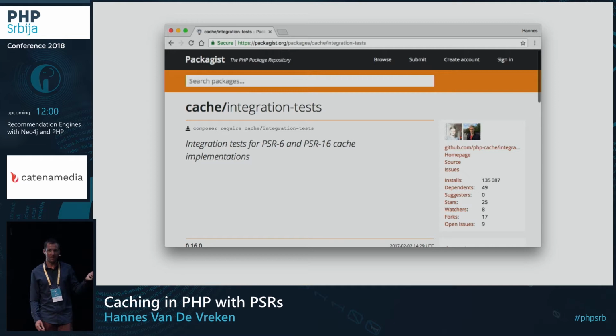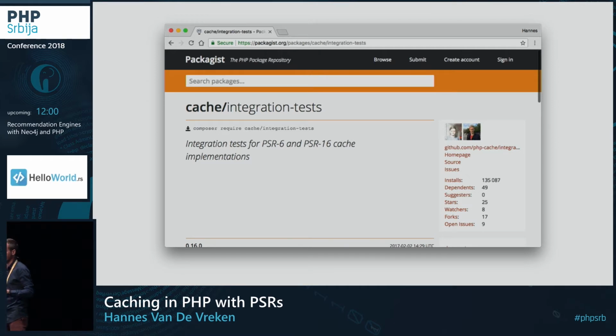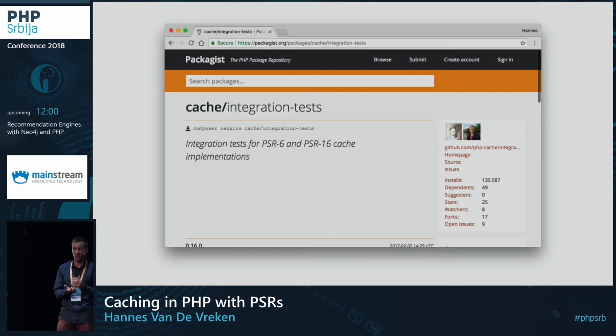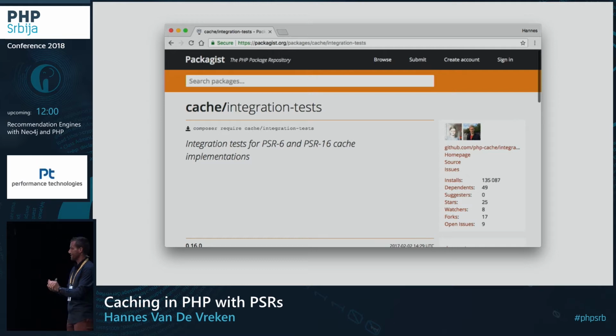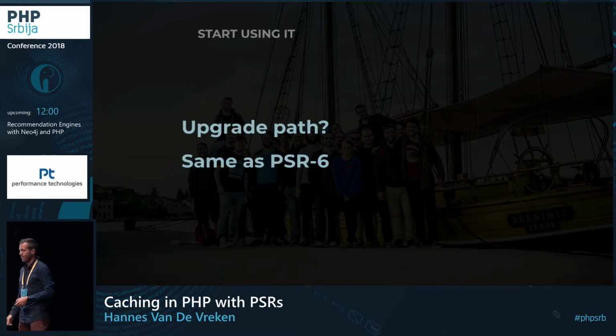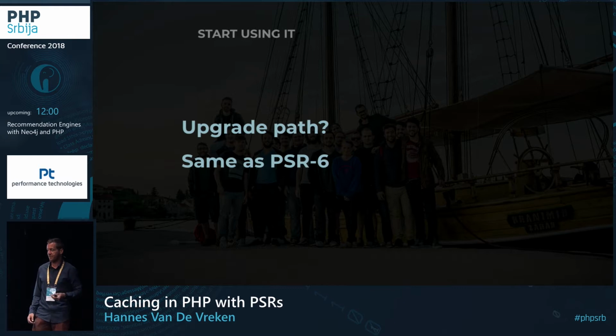This same package gives you a test for PSR-16 implementations too. So you can check both your PSR-6 and PSR-16 cache item pools and simple cache implementations. The upgrade path is basically the same as PSR-6. You're just going to add more adapters.